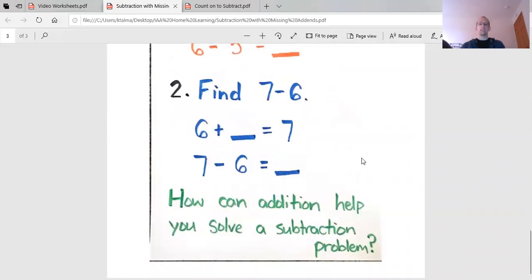Now, there's a question listed at the bottom here. I won't be answering it, but I want you to think about it. How can addition help you solve a subtraction problem? How can strategies that you've learned about addition help you figure out how to subtract? Take about 10 seconds to think about it. Tell somebody that's next to you, how can addition help you solve a subtraction problem?